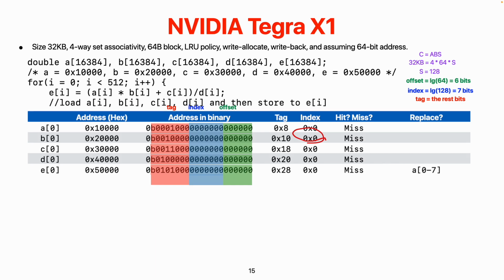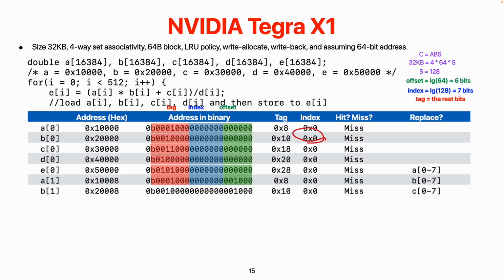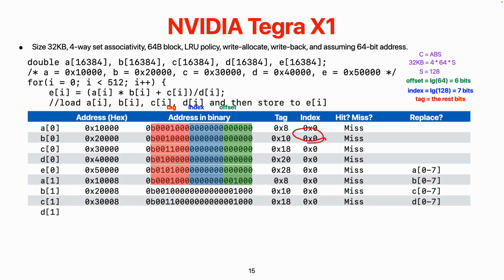Who is the next we are going to access? A1. Now, hit or miss? Can you imagine what the hit rate or the miss rate is? 100%. Everything is a miss here.